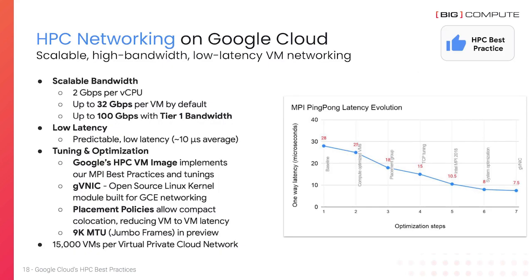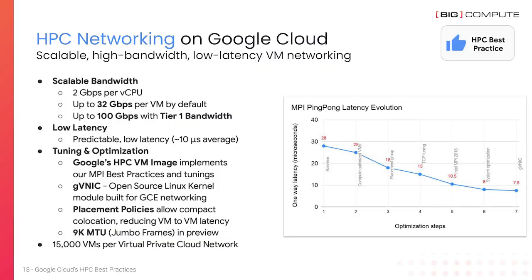Google's networking is the third infrastructure building block. There are many best practices to achieve the best networking performance for your HPC workloads. Google's HPC VMs can be configured with our Tier 1 bandwidth, which enables up to 100 gigabit per second to and between VMs. Combine that with our predictable low latency, and you already have a very capable HPC system.